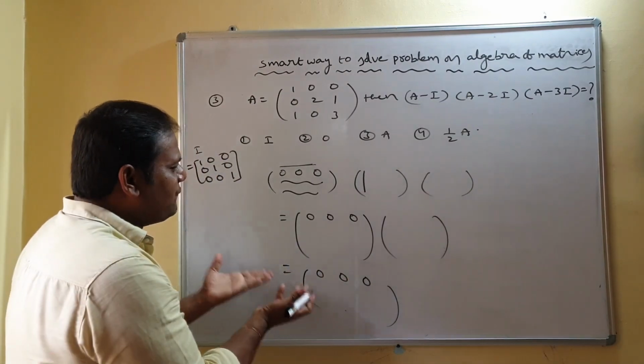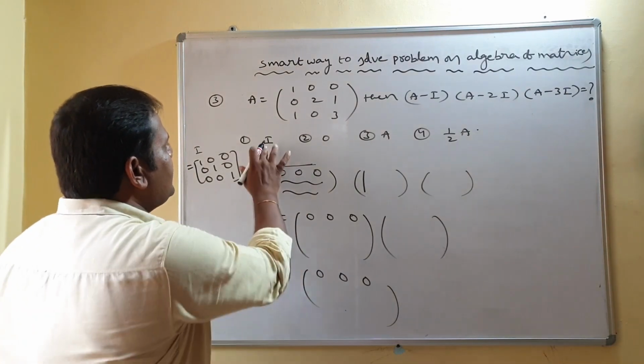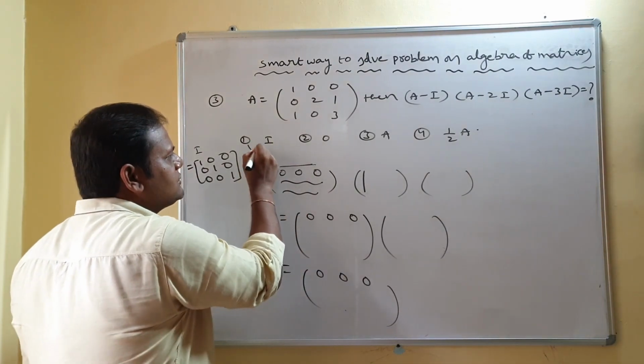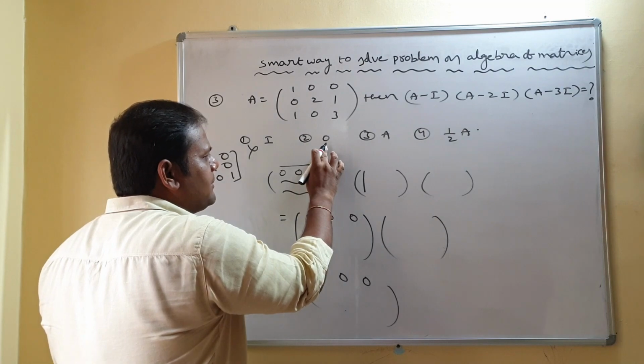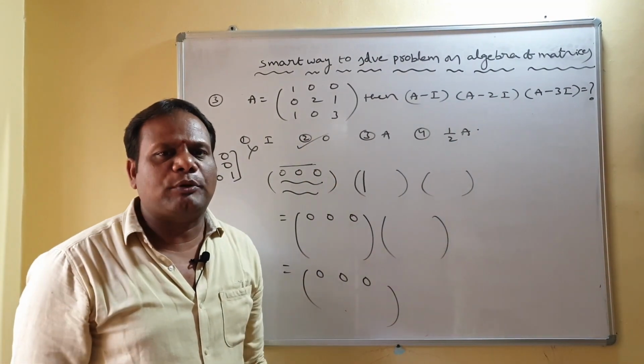So what is the first element in the final answer? That is 0. So in I, the first element is 1, so it is wrong. In the null matrix, the first element is 0. So what is the answer? The second option is correct for this problem.